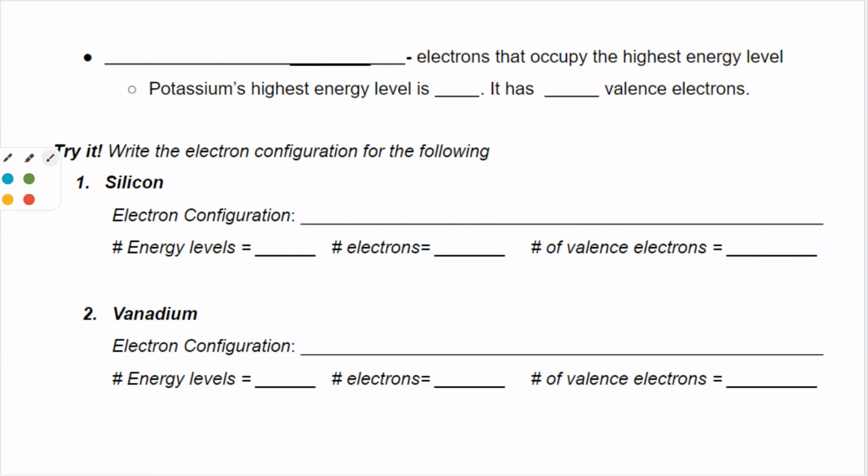So this first blank, the electrons that occupy the highest energy level, those are just valence electrons. We know this word. We've been using this word for quite some time now. And I used the wrong marker, I'm sorry. These are our valence electrons.